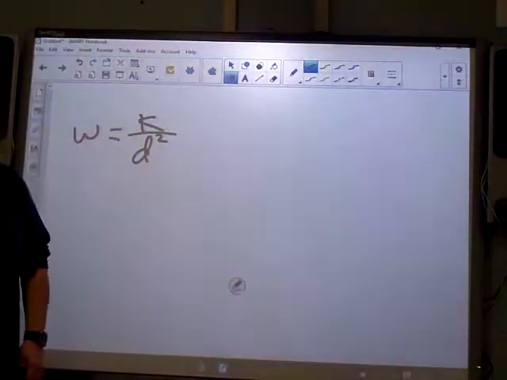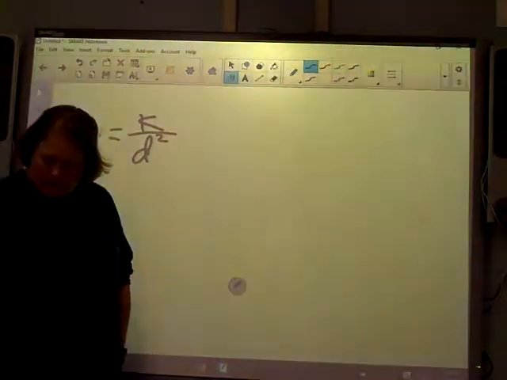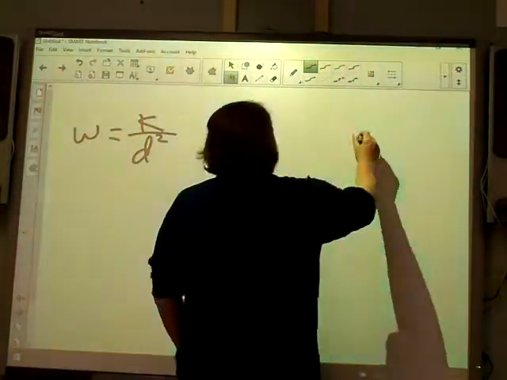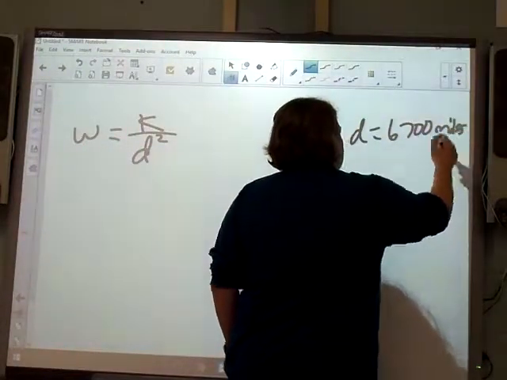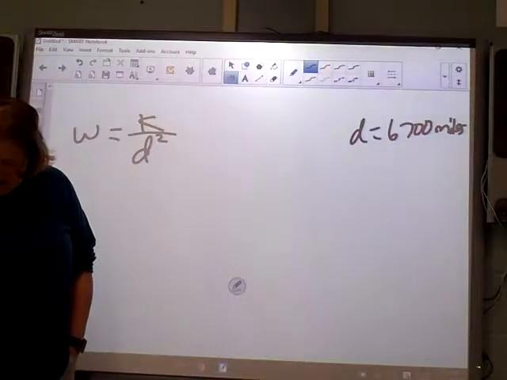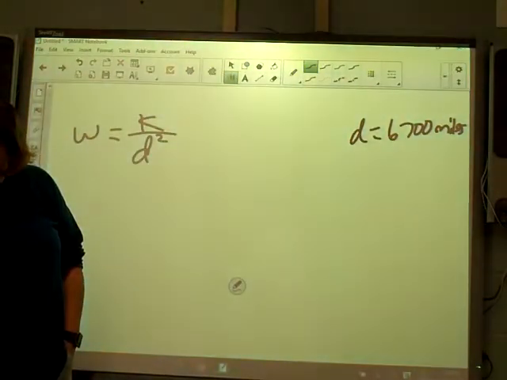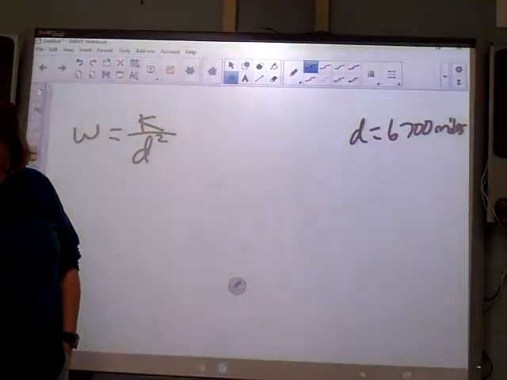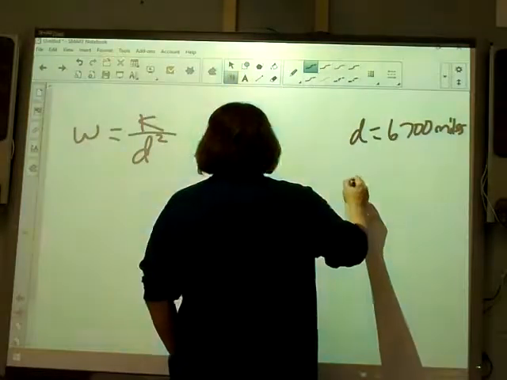Here's what we got. A space shuttle in an elliptical orbit has a maximum distance from the Earth of 6,700 miles. At that, well, we don't know that yet. Yeah, we do. If the astronaut in the shuttle at that time weighs 57 pounds.